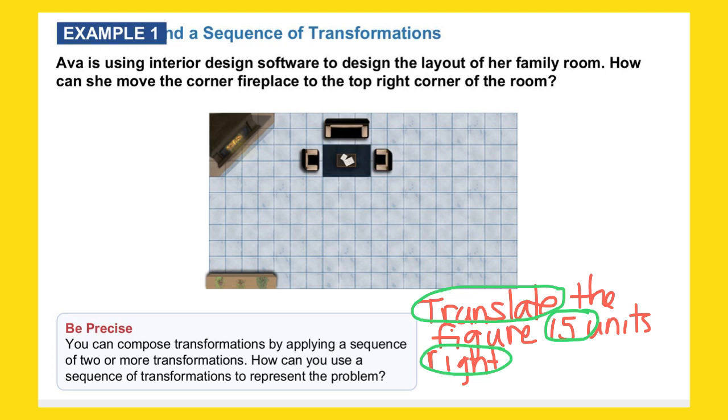Now that will get it over to the corner, but now we have to rotate it to make it fit. So from there, my second step is I'm going to rotate. Now remember, there's some things that you want to tell me here. We're going to go 270 degrees counterclockwise around the center of the object.